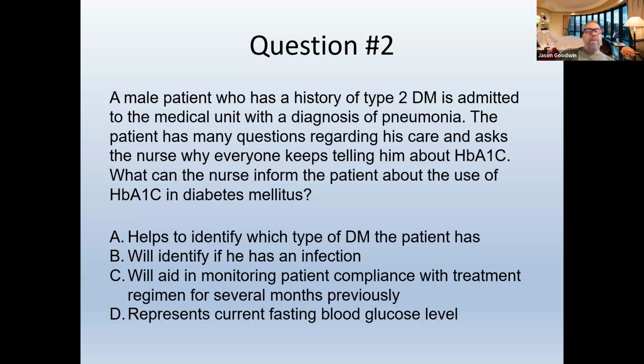It helps identify which type of diabetes you have. We know that's not true because it doesn't do that, right? It will identify if he has an infection. I don't think that's true either. It will aid in monitoring patient compliance with treatment over several months, or represents current fasting blood glucose levels. Well, C is what we've talked about, right? It's a good indicator of the patient's compliance over several months. The current fasting blood glucose level will give you a snapshot of that day.